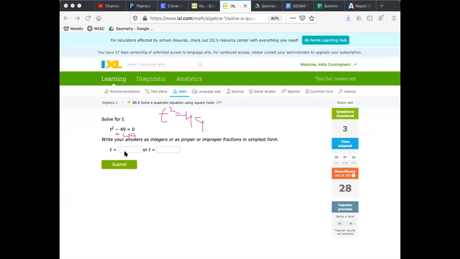Square root of 49 is plus or minus 7. So 7 and negative 7. Doesn't matter the order, you could say negative 7 first. All right, let's skip ahead.